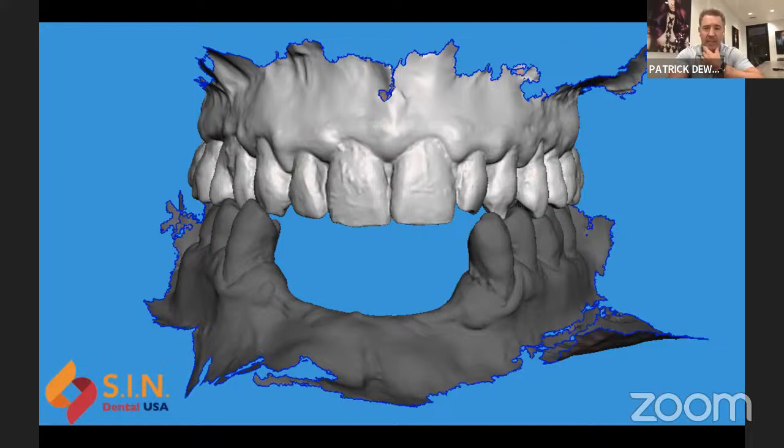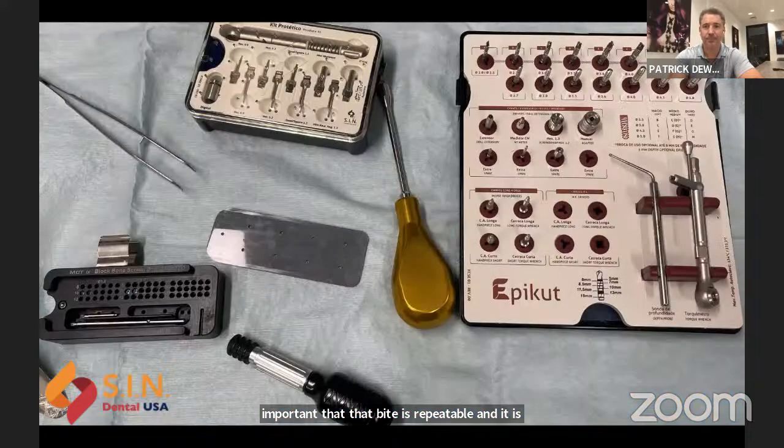Okay, so we've captured photos or 2D or 3D scans, and we've captured our intraoral scans: upper scan, lower scan, and a bite. It is very, very important that that bite is repeatable and matches what's in the patient's mouth. So what you see on the screen is exactly how the patient is presenting.